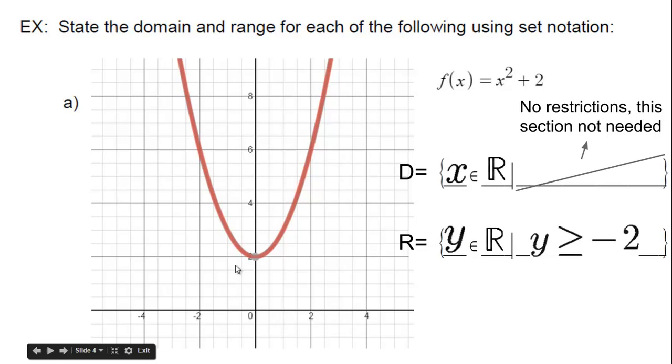greater than or equal to -2. So it's anything bigger than or equal to -2. You can put the -2 on the left. It doesn't really matter as long as the alligator is pointing to the y value.